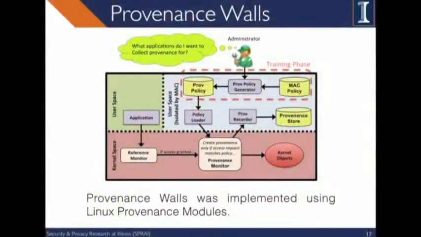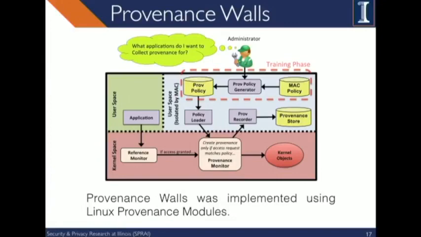Right. So here's another look at what LPM looks like under the hood. We have effectively a second reference monitor on the system where things are happening in user space. If the security mechanisms in the kernel allow it, then we're going to record provenance for that operation before it occurs and store it. So what provenance walls does is add what I'm going to slightly inappropriately call a training phase, because there's no machine learning here.